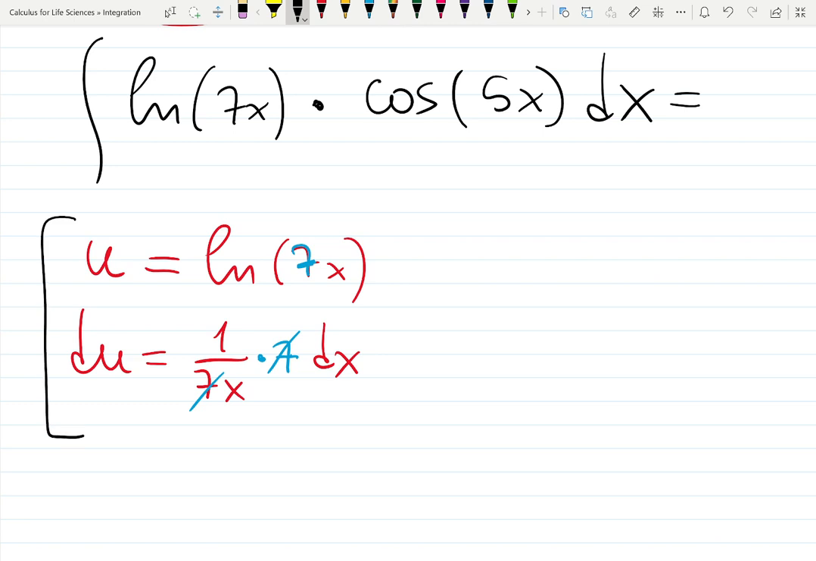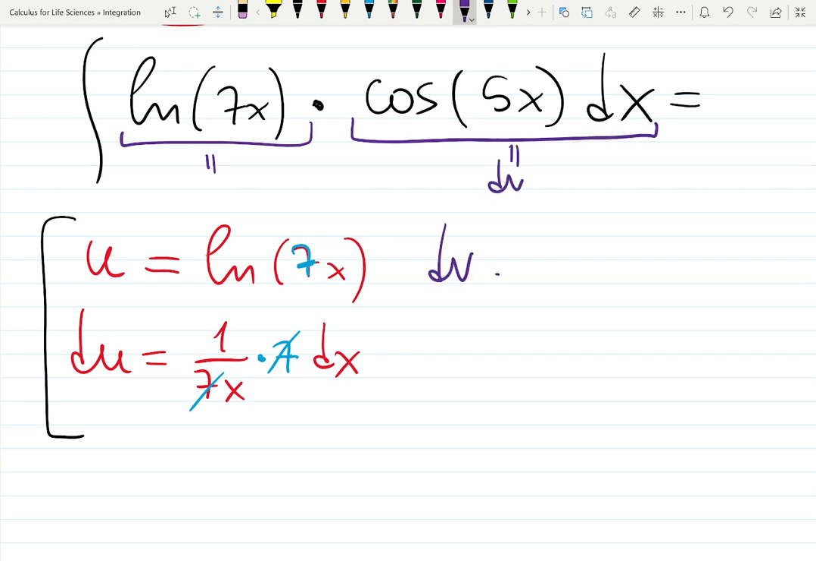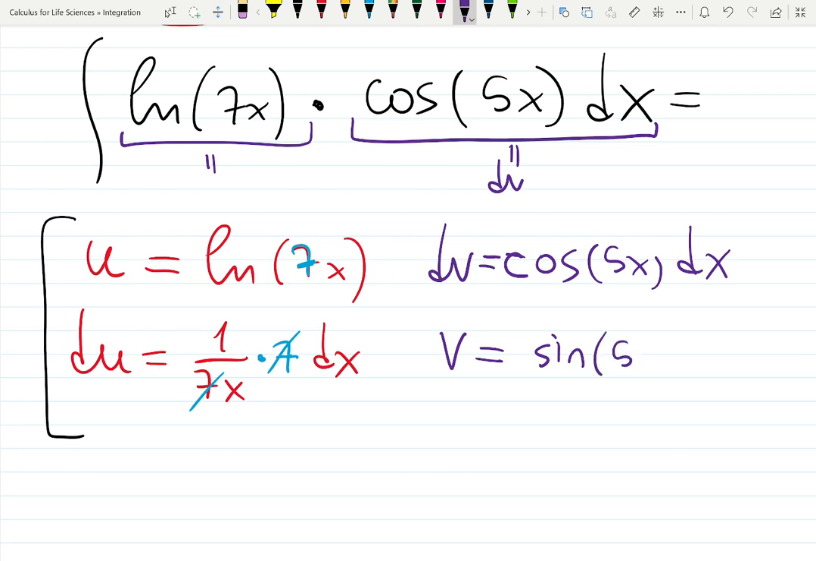This is not the end. U substitution would be done here, but this is integration by parts. So we keep going. You differentiate it, now you integrate. When you chose this to be u, everything else automatically becomes dv. dv is cosine 5x dx. Now you integrate, and that's why integration by parts is pretty cool, that you differentiate and integrate in the same process. The integral of cosine is either sine or minus sine. I don't remember which one, so I'll write down sine, copy the part inside, and now check. When you differentiate sine, it's plus cosine, so I will keep it positive.